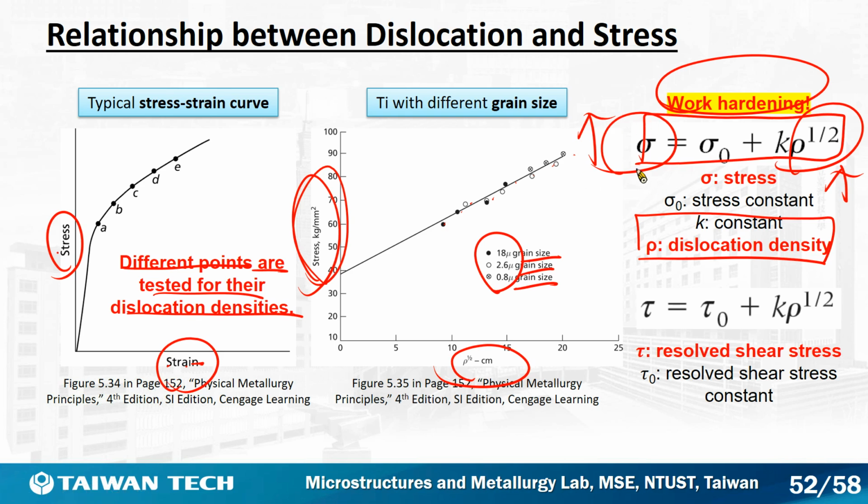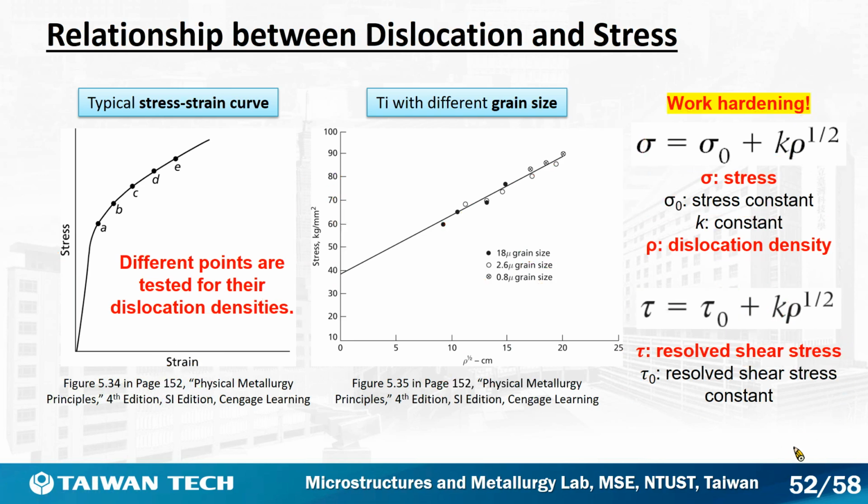You can also convert this stress to shear stress, because shear stress is the stress for dislocation motion. So tau equals tau 0 plus k times the square root of rho.